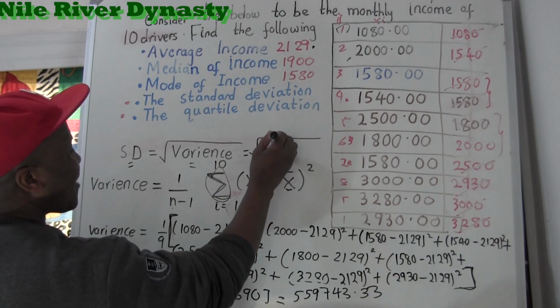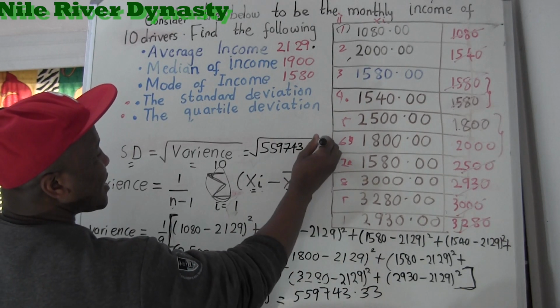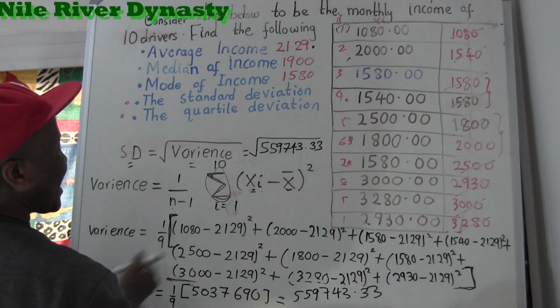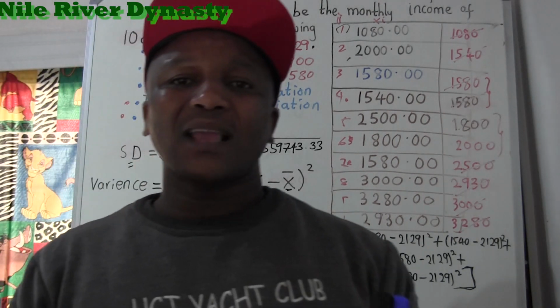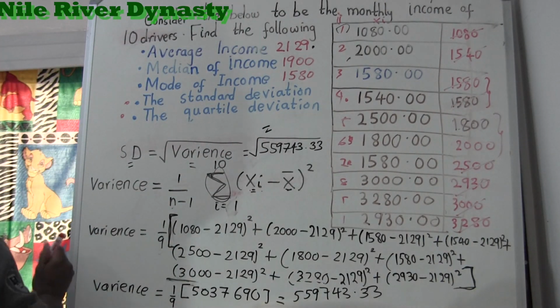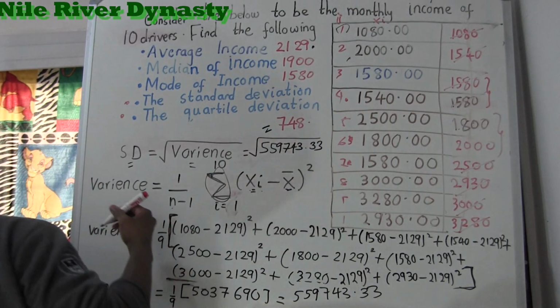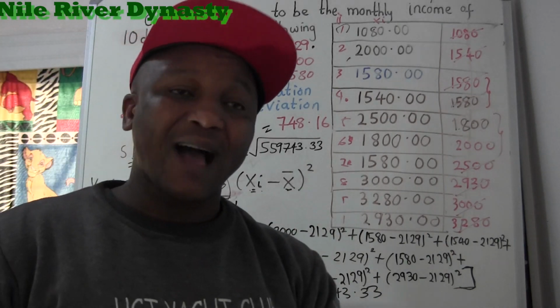743.33. So this is going to give my standard deviation. If you plug it in the calculator, my standard deviation is going to be equal to 748.16. But like I said, I might have made some silly mistake, so make sure you put in accurate numbers, and feel free to leave a comment. So now this is going to give 748.16. So this is our standard deviation.